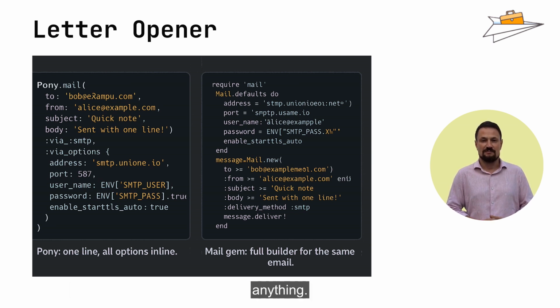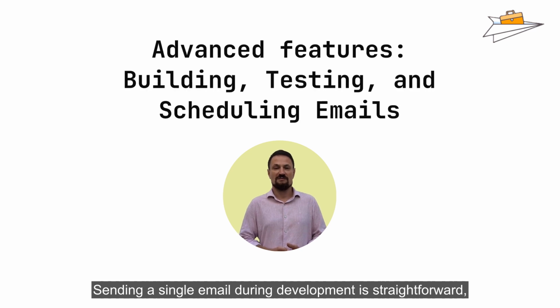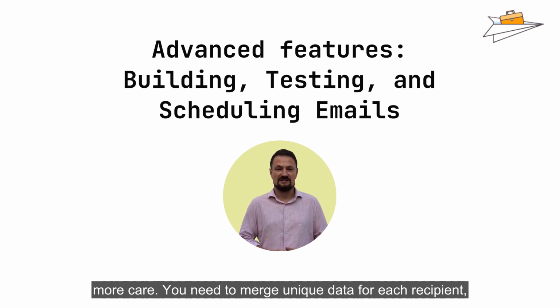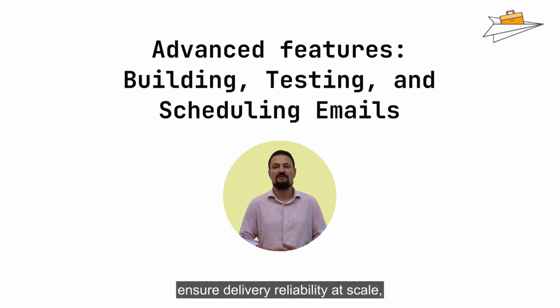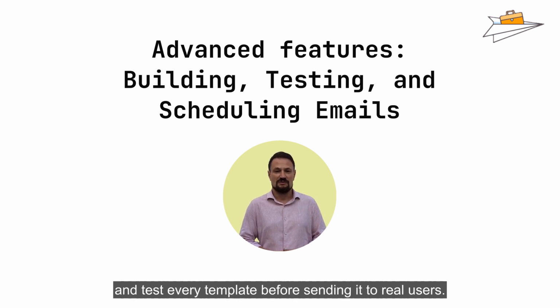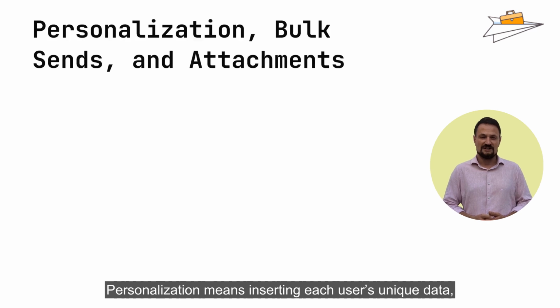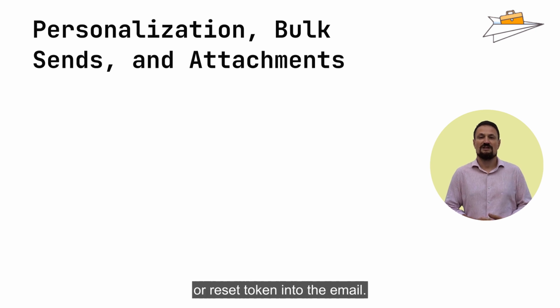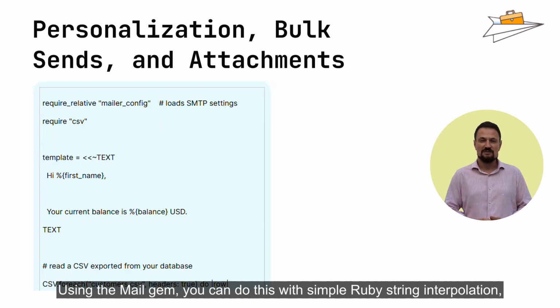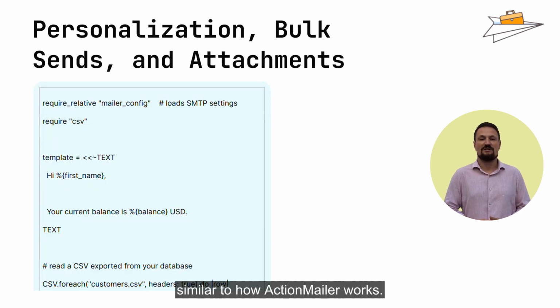without sending anything. Sending a single email during development is straightforward, but managing large personalized campaigns on a live server requires more care. You need to merge unique data for each recipient, ensure delivery reliability at scale, queue emails so they don't slow down your server, and test every template before sending it to real users. Personalization means inserting each user's unique data, like their name, balance, or reset token, into the email. Using the Mail gem, you can do this with simple Ruby string interpolation, similar to how Action Mailer works.